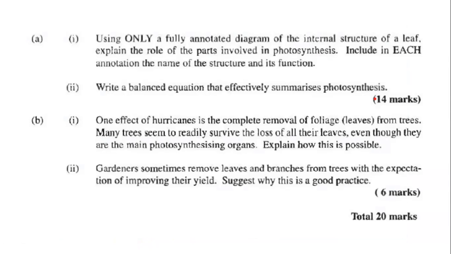All right, so it says: using only a fully annotated diagram of the internal structure of a leaf, explain the role of the parts involved in photosynthesis, including each annotation, the name of the structure and its function. Can we actually get to draw this? I don't think so.